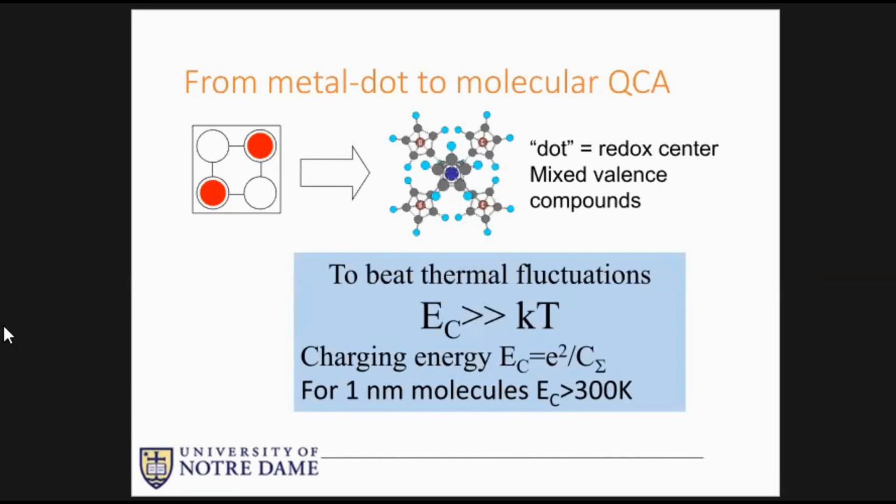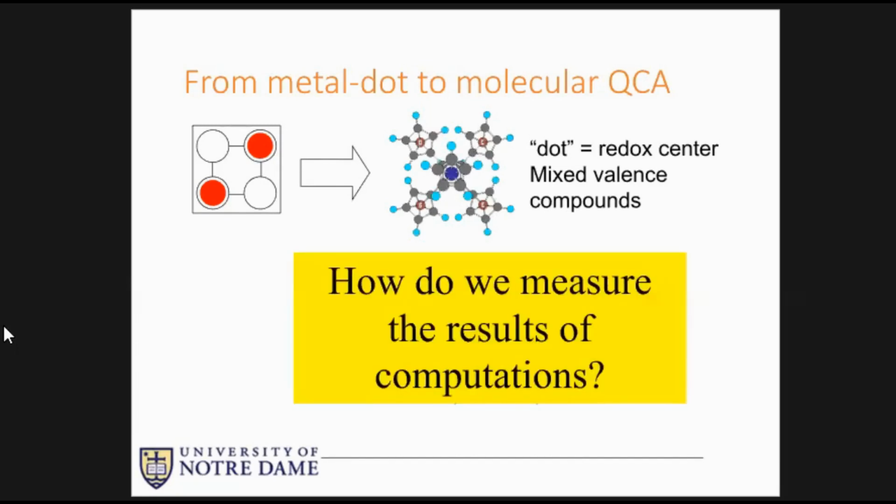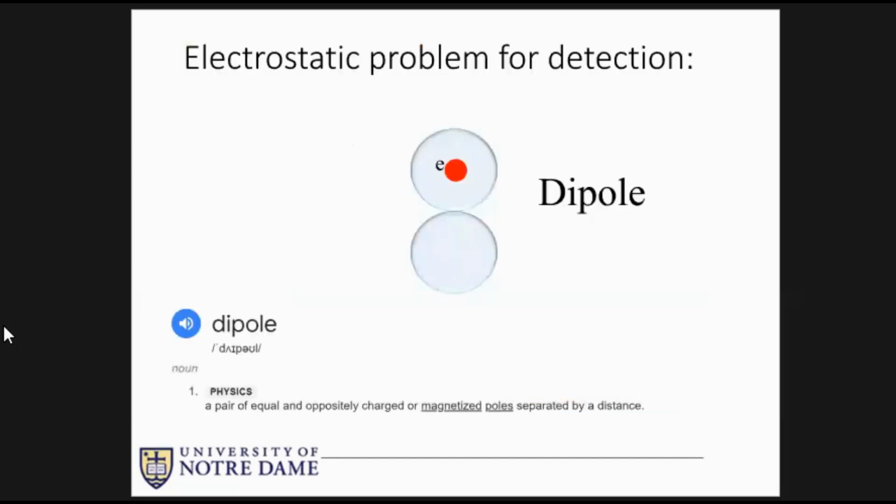Okay, but let's say you can build such a structure, how do you measure it? How do you measure the output of that? And that's where we come to the point of my talk, which is detection of the dipoles. So if you have 2 dots, let's call them dots for simplicity, which are separated by some tunnel barriers, the charge can go back and forth. So you need to detect this dipole, where the charge is located.